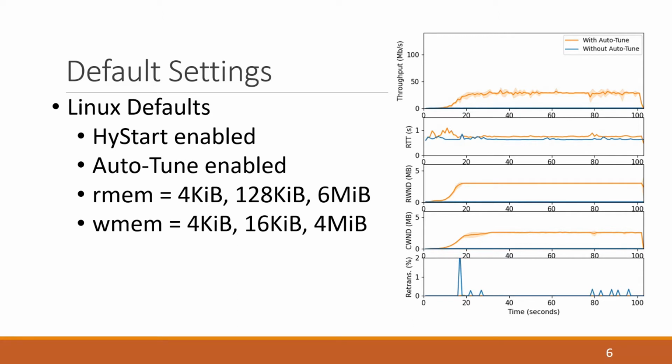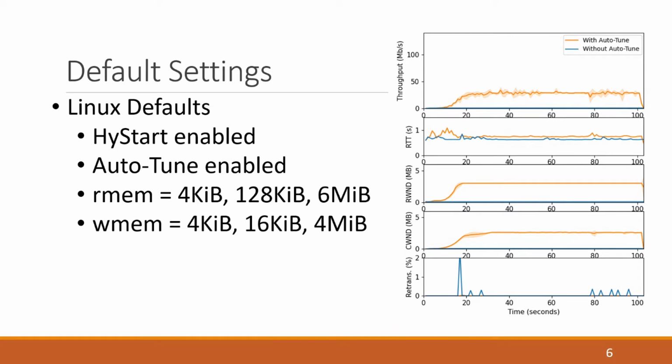The first number indicates the minimum amount available to each socket. The second number is the starting size of the buffer, and the third number is the maximum size. And TCP only advertises up to half of this size, with the other half being reserved for overhead.